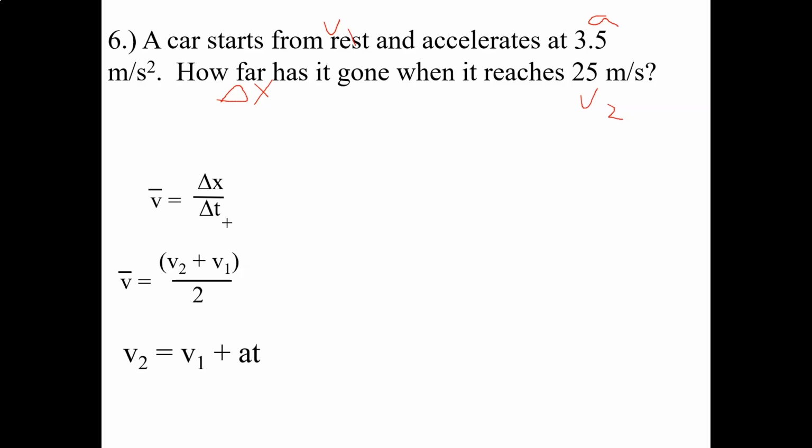Well, right now I don't know v bar or time. So what I'm going to do is plug v2 and v1 into this equation and get v bar. I'm going to plug v2 and v1 into this equation with acceleration and get time. And then I'll use those answers in the first equation to get the final answer. And that's what we do here.